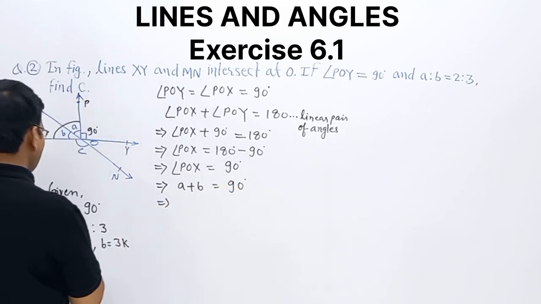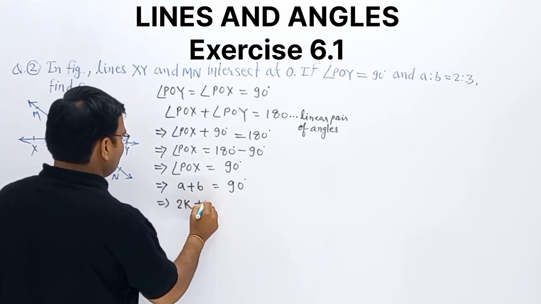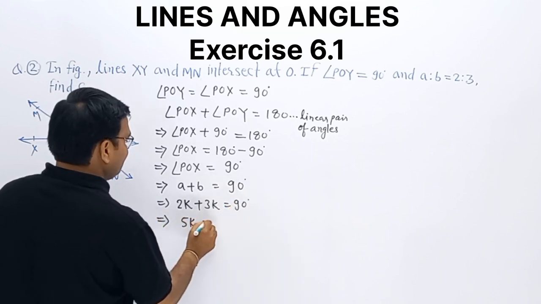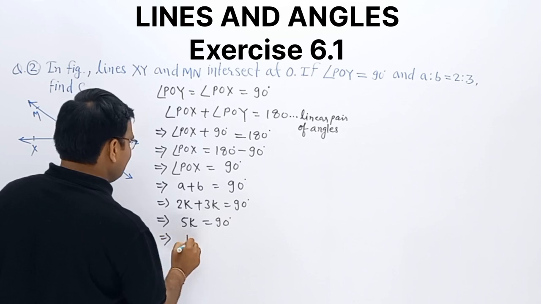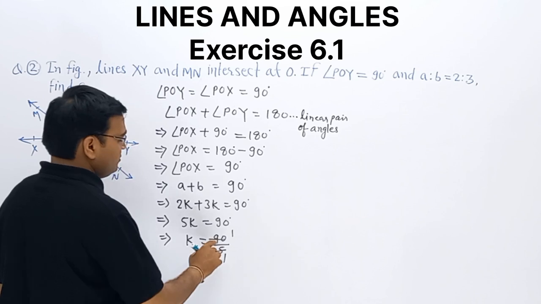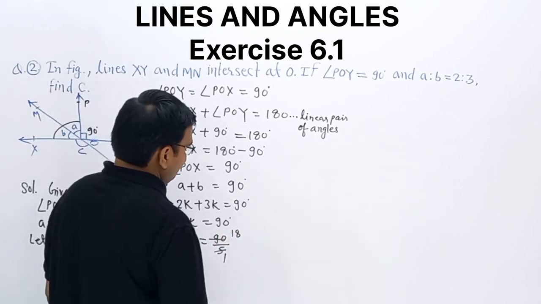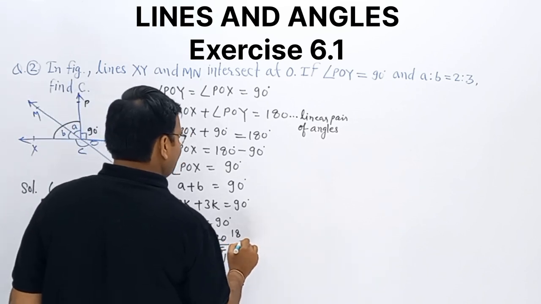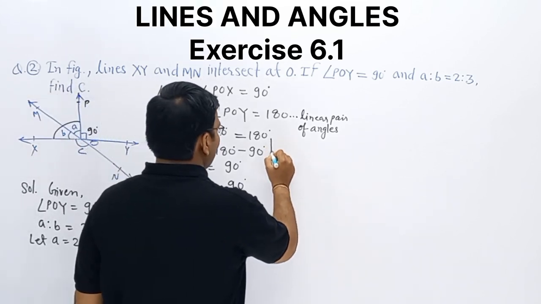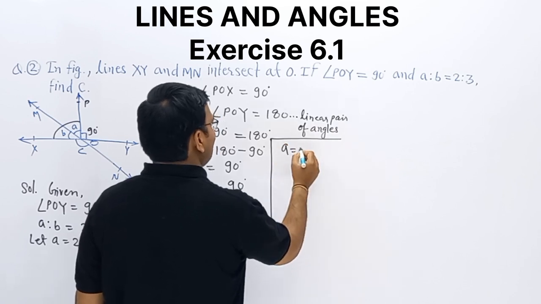Now put the values of A and B. A is assumed to be 2K and B is 3K. Then this will be 90 degrees. Add both, 5K equals 90 degrees. Solve for K, K equals 90 upon 5. 5 times 1, 4 is remaining. 5 times 18 is 90. Clear? 18 times it is going. The value of K is 18. It means what will be the value of A? A equals what?